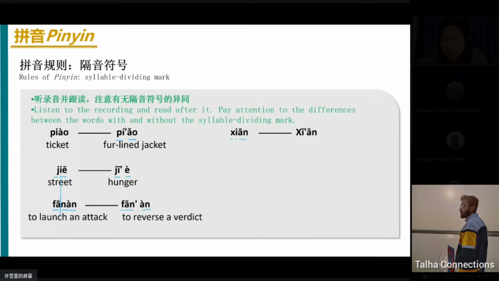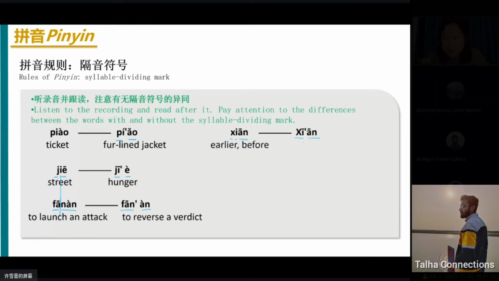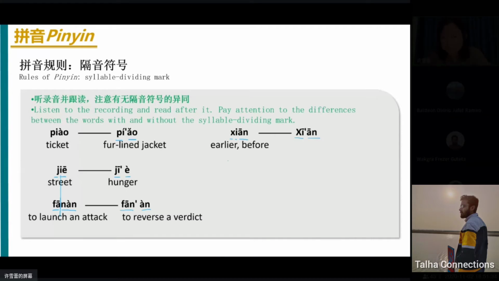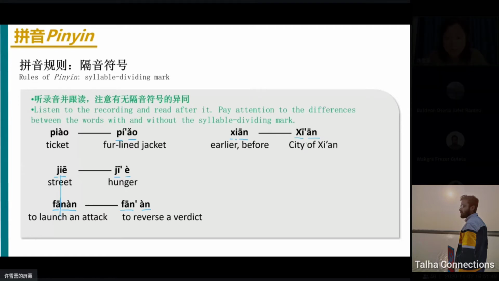More examples. Here it is one syllable, xiān, 先. And here there are two syllables, 西安. 先 is one syllable, one character. It means first, before, or do something earlier. That is 先. But if there are two syllables, 西安, that is the name of a city. 西安, it's the name of a city which has a very long history.